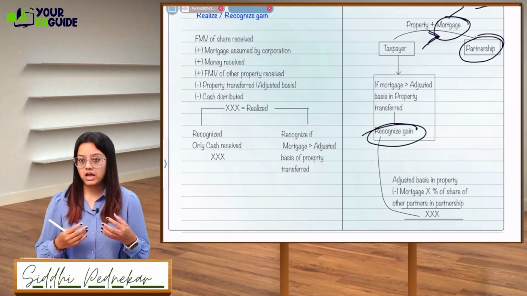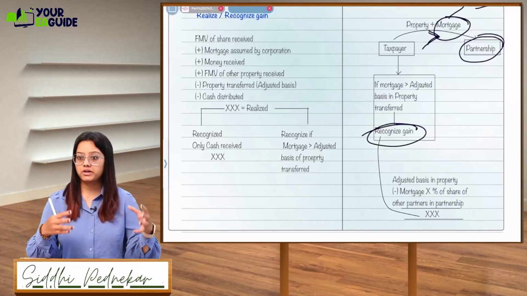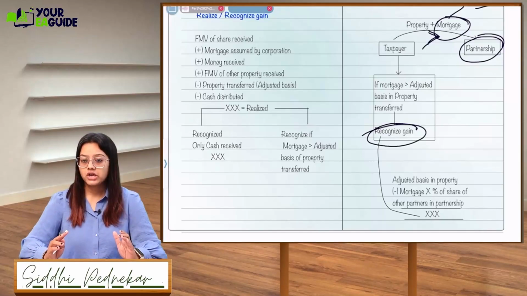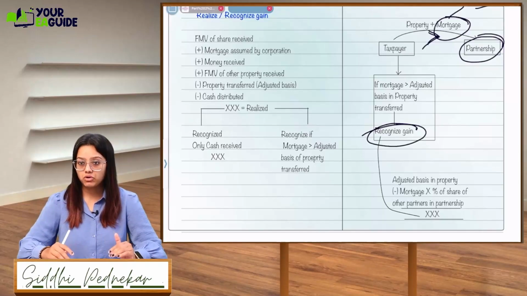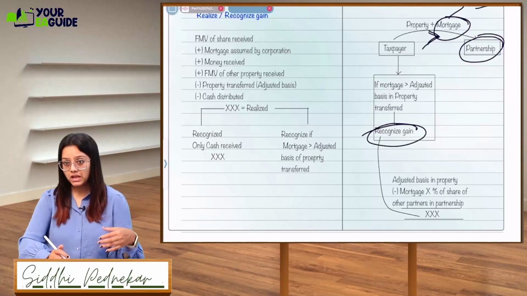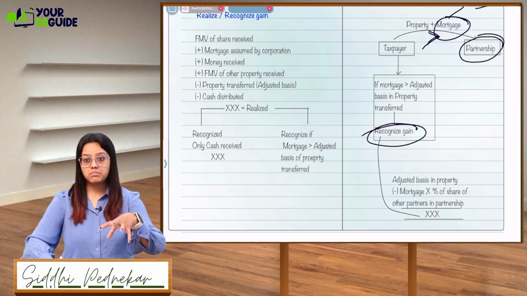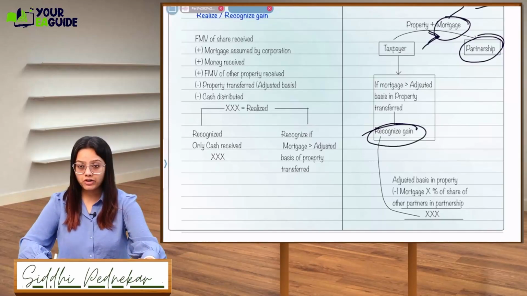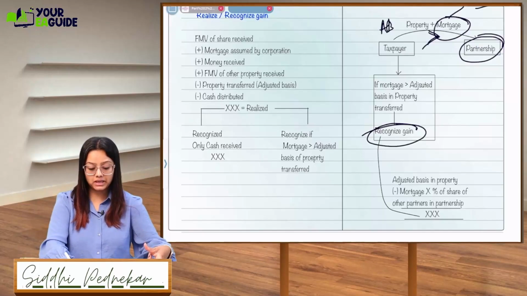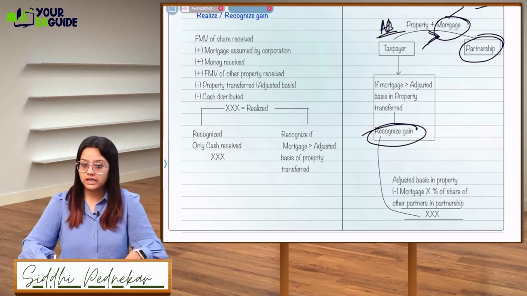Means, see, till now I was paying the mortgage, but now the whole property is transferred to the partnership firm. I don't need to pay any mortgage interest or principal anymore. The partnership firm will take care of it. So can I say this is a benefit for me, right? So whatever mortgage is getting transferred, if that amount is more than the adjusted basis of the property, then you will have to recognize a gain.